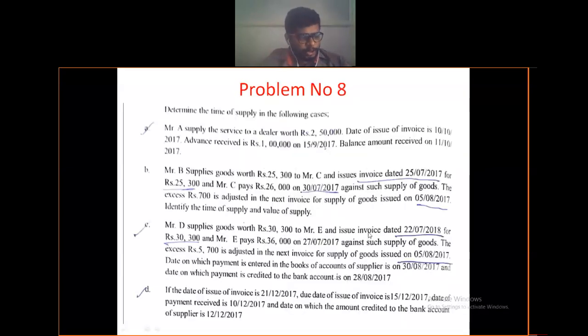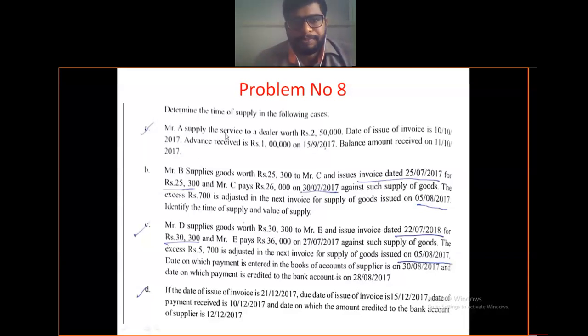Last problem. Problem number 8. Determine the time of supply in the following cases. We'll discuss one by one because it is a slightly different kind of problem. Few rules are there that I will explain at the time of solution itself. So we'll discuss one by one. So total 4 cases are there.